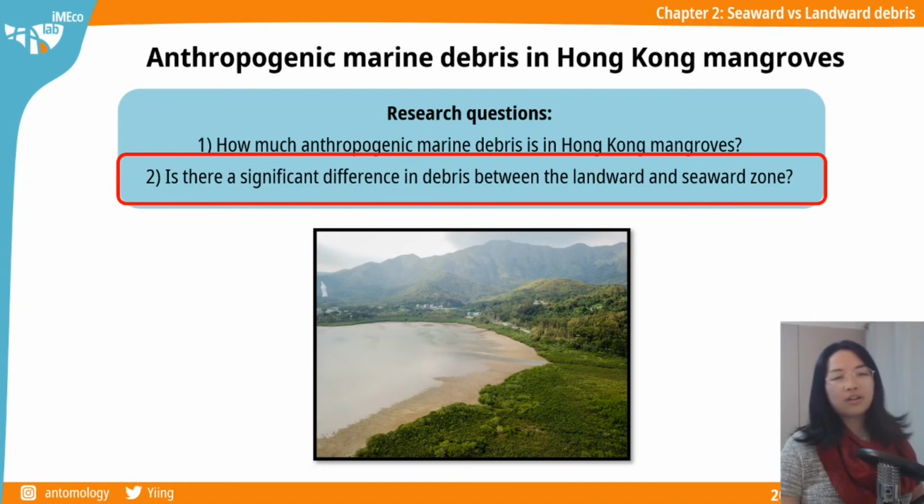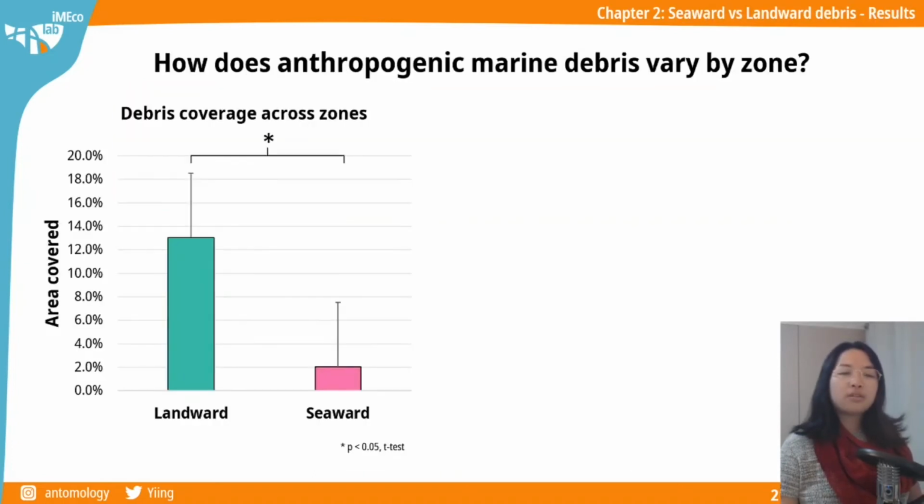So another thing I wanted to do was see if there's a significant difference in debris between the landward and seaward side of the mangrove. So yeah, what I did find was there was about 5 times more debris at the landward side compared to the seaward side. So that was significantly different and a very interesting result.